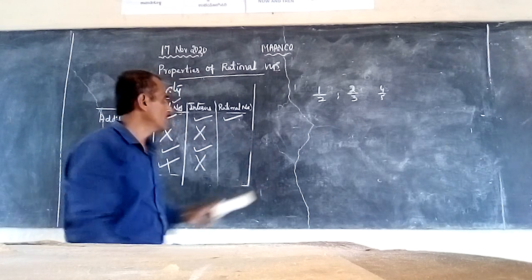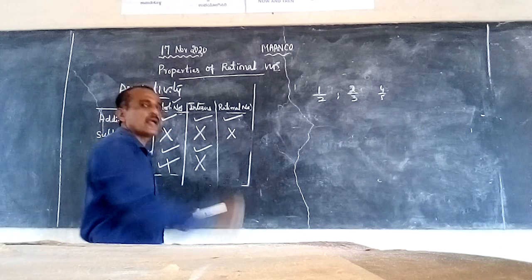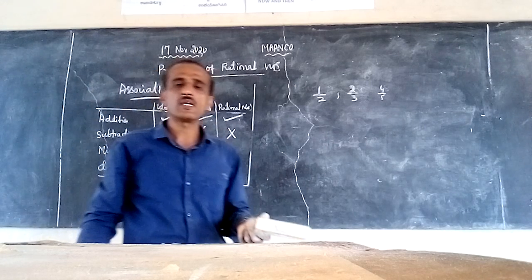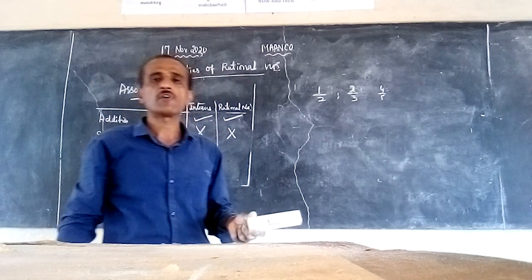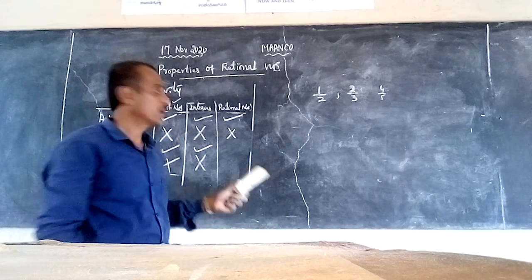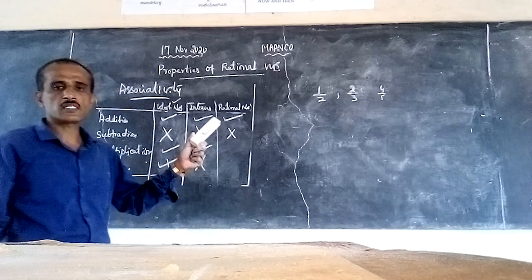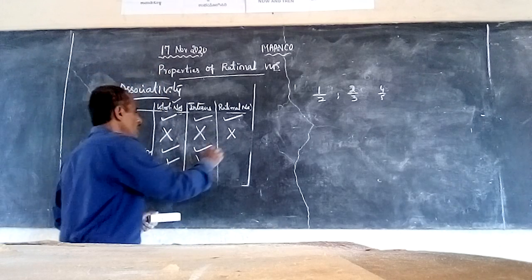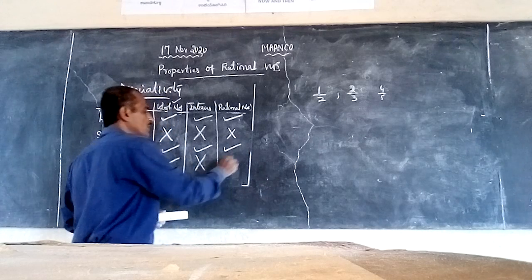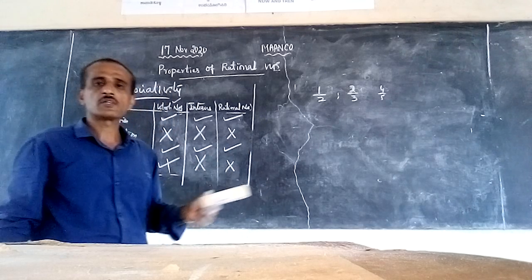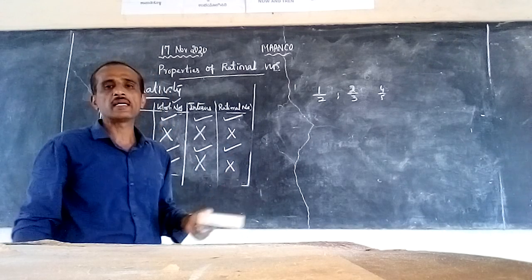Subtraction is not associative here. (a minus b) minus c is not equal to a minus (b minus c) for rational numbers. Multiplication is associative, division is not associative for rational numbers. You can check yourself taking any 3 rational numbers.